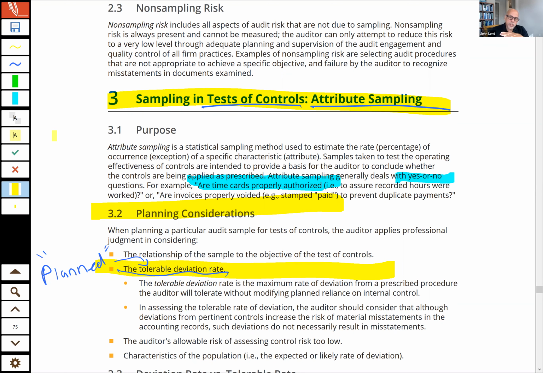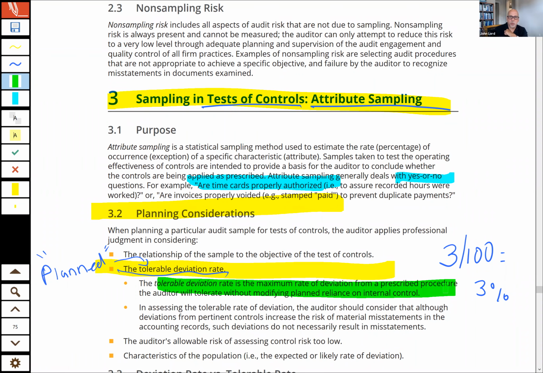Now, we look at that control and we say, that control is pretty important. So I'm going to look at 100 time cards, and I'm willing to accept no more than 3 times that the supervisor did not sign the time card. Well, in that situation, 3 divided by 100, of course, is 3%. So now my tolerable deviation rate is the maximum rate of deviation from that prescribed control, the supervisor signing the time card, that I am willing to tolerate before I will determine, hey, the control does not have operating effectiveness.